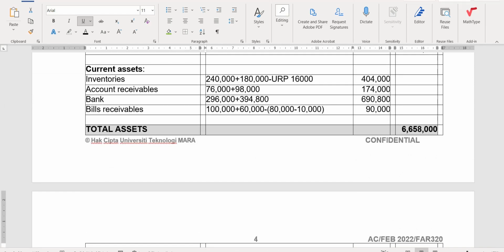That's it for our tutorial regarding the preparation of the consolidated statement of financial position. This is the question from February 2022.